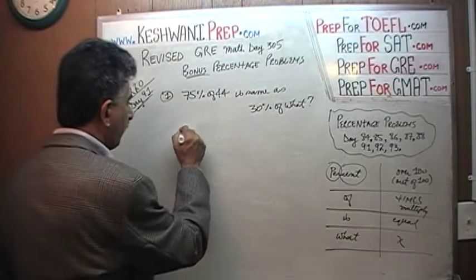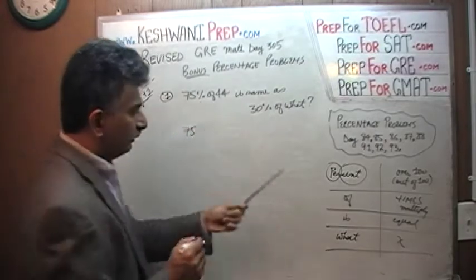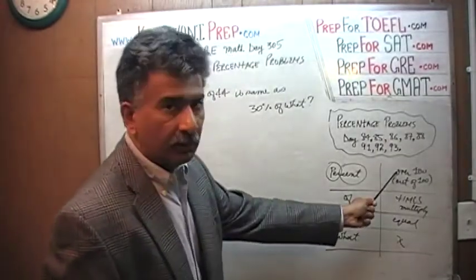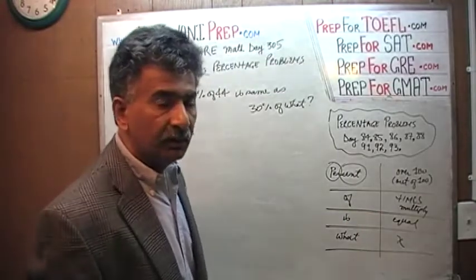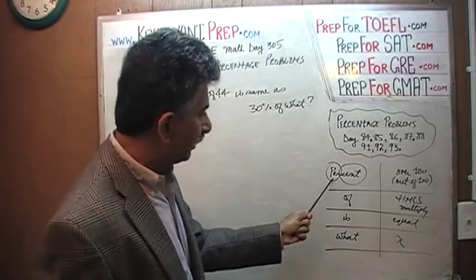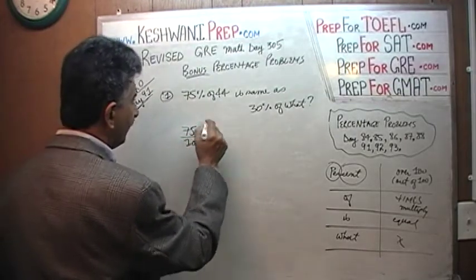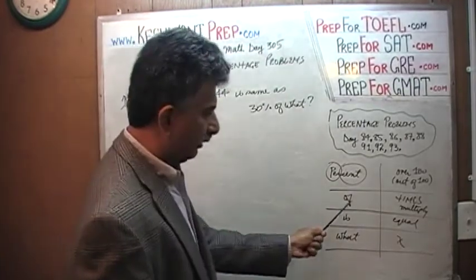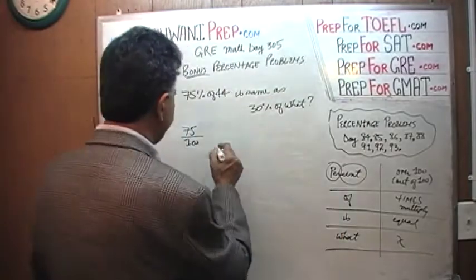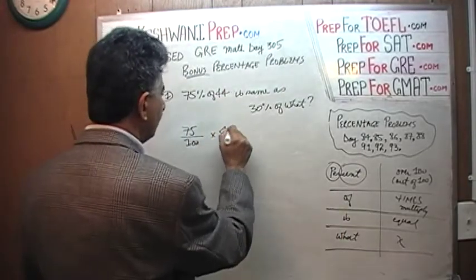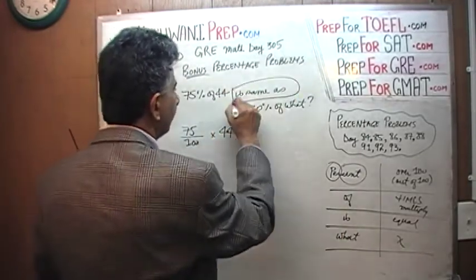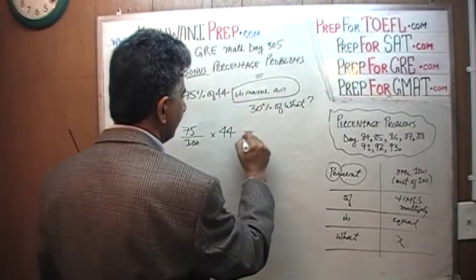75% means over 100 or out of 100. That's what the word percent literally means, per 100. 75% means 75 over 100. Of means times, or multiply. 44. Is same as, that's your equal sign.